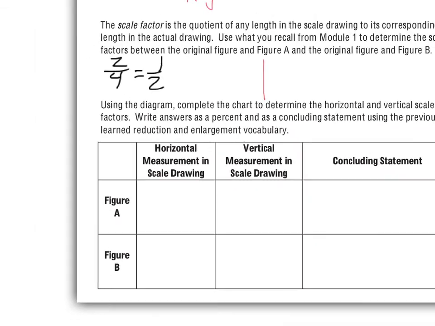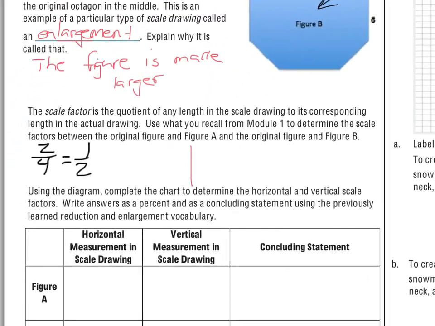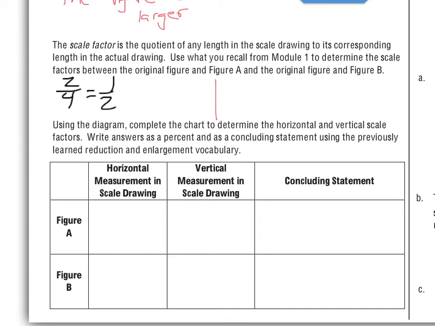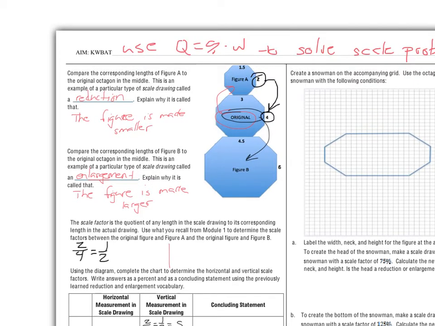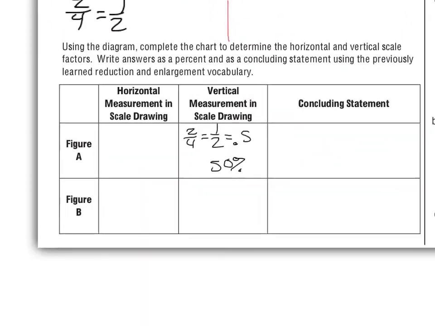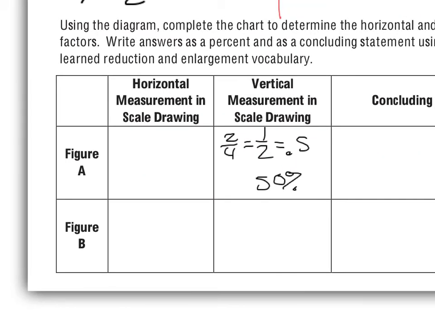So we've already done the vertical for figure A to the original. 2 to 4, which reduces to 1/2. And to change that to a percent, we get 0.5 or 50%. So for the horizontal, again, we're going from the scaled to the original, 1.5 to 3. If I do that division, I'm going to get 0.5, or once again, 50%.